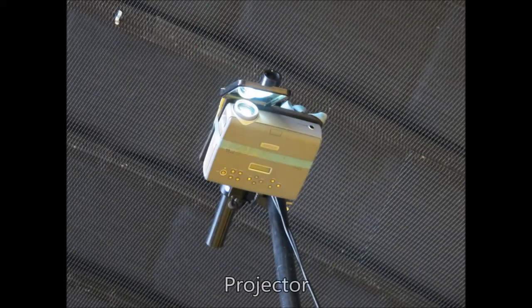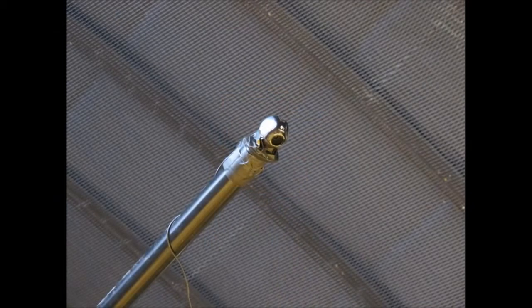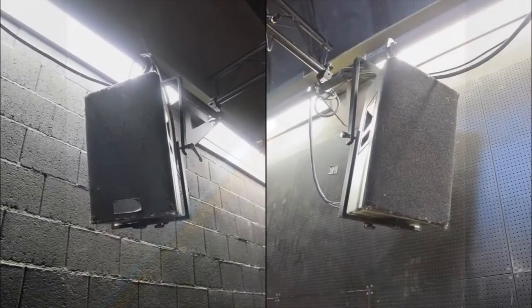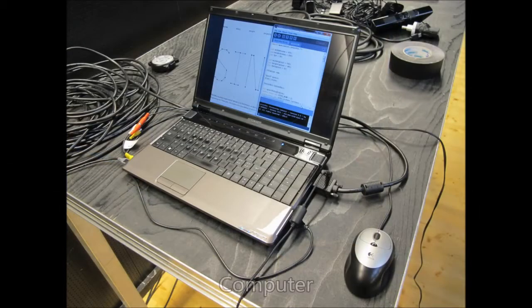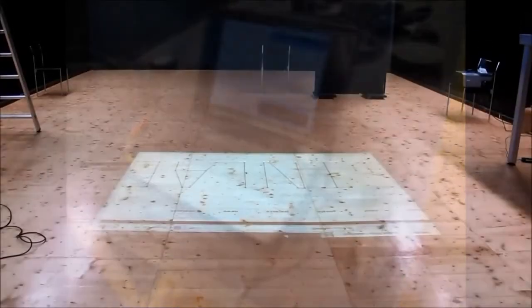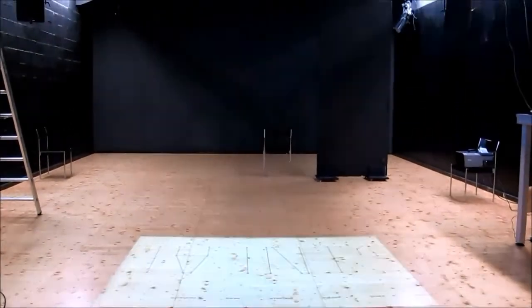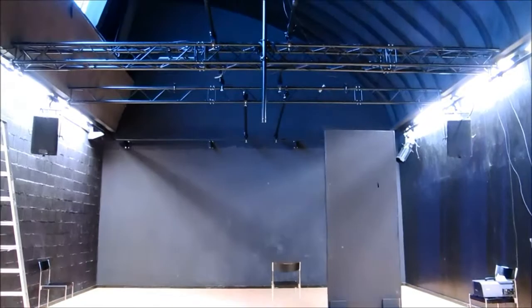In a room, using a projector attached to the ceiling, a camera also attached to the ceiling, speakers, a fog machine, and of course a computer, we want to reflect on human-wall interaction, on its meanings and implications.